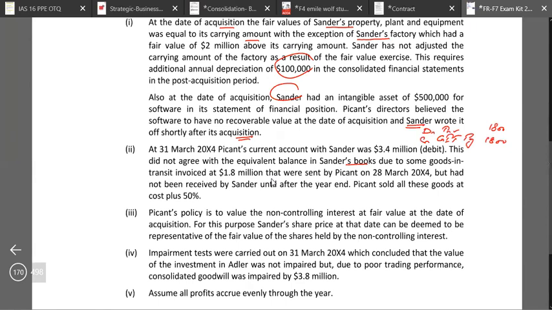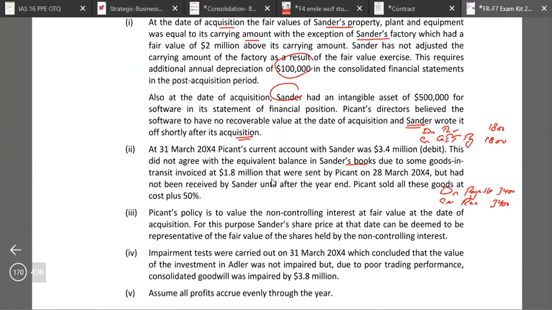And then once it's recorded, it will be written off. So then debit payables, credit receivables by 3400. But had not been received by Sender until after the year end.